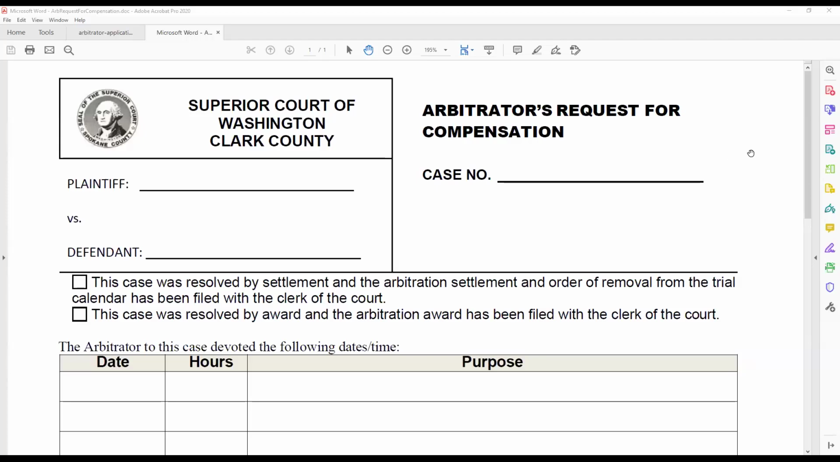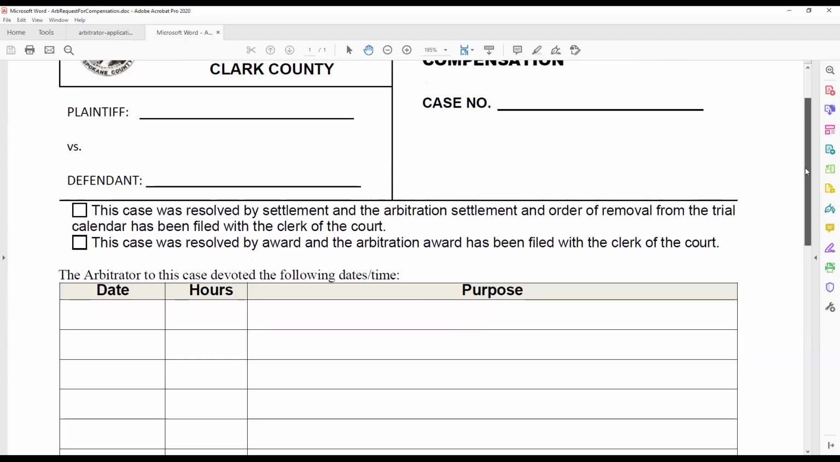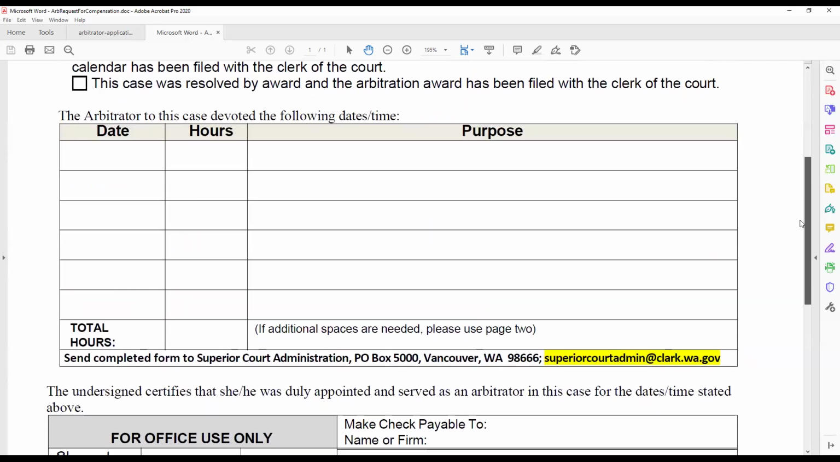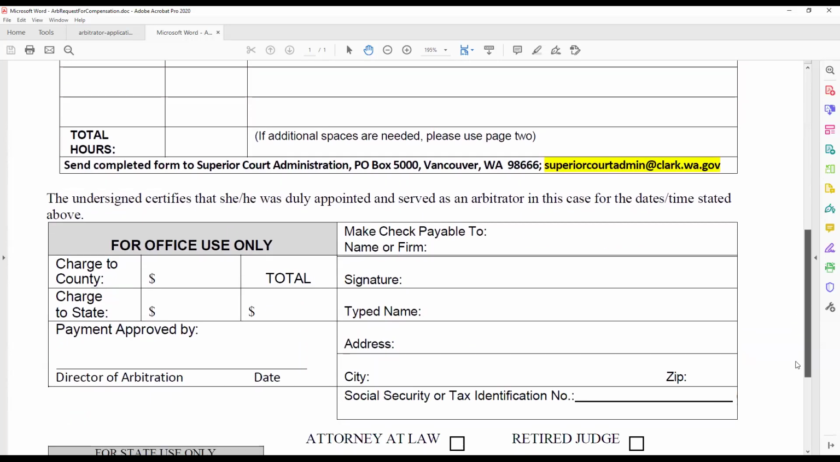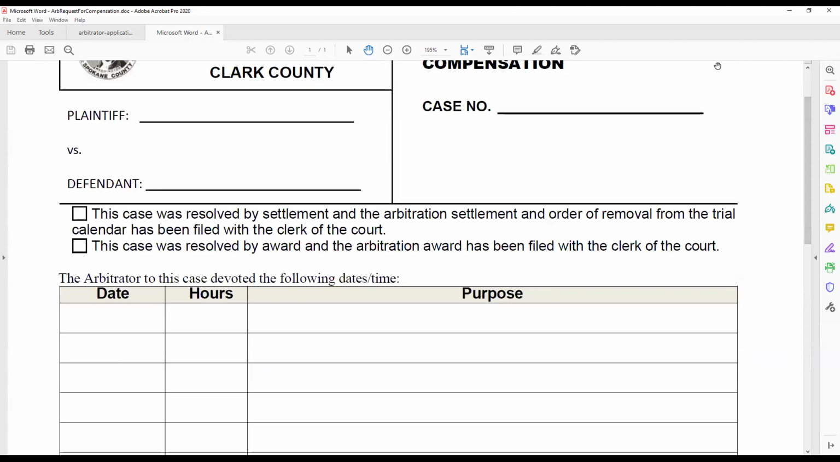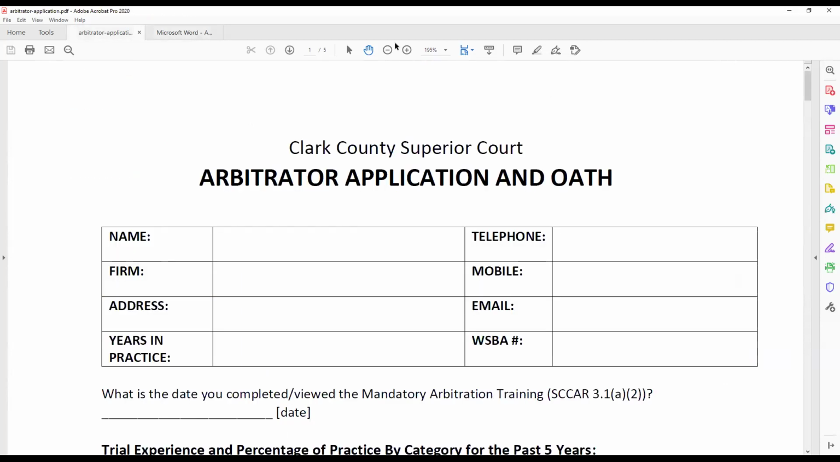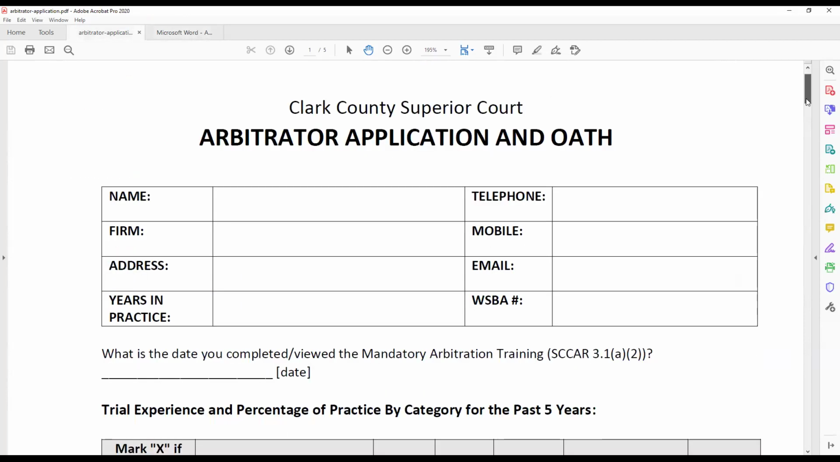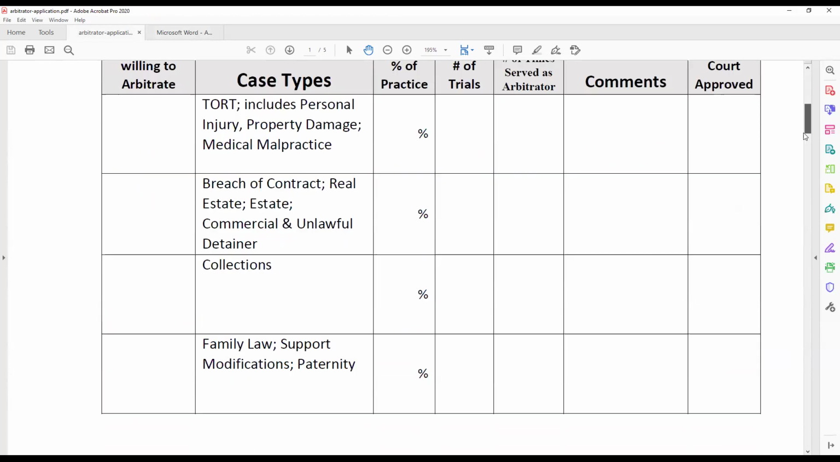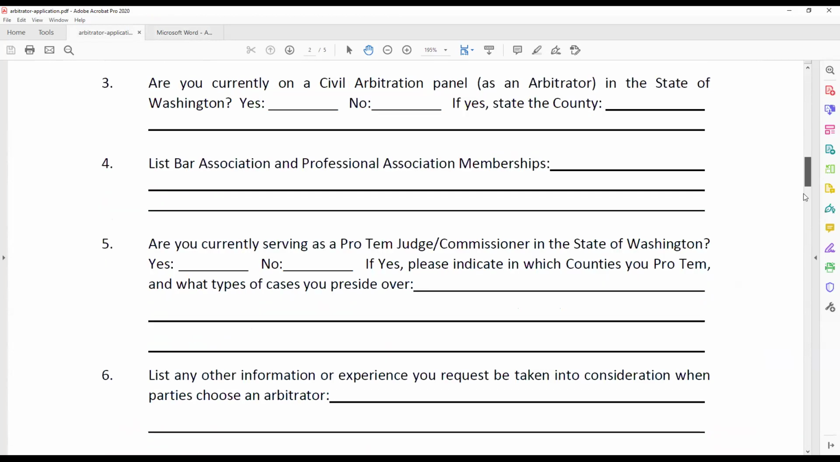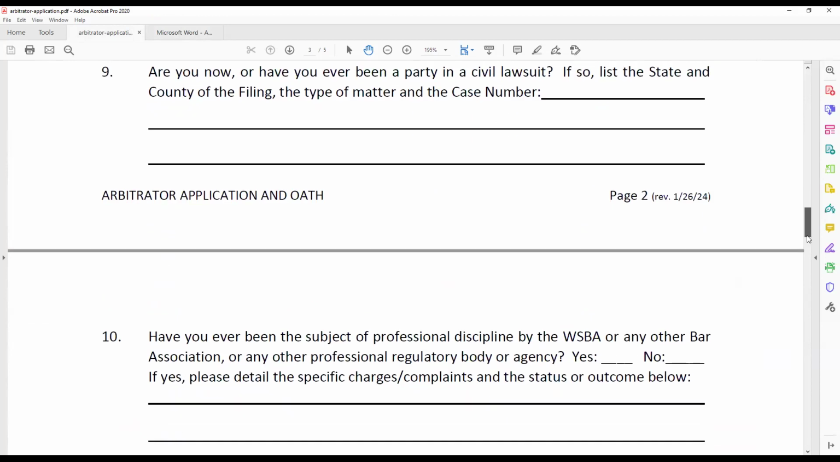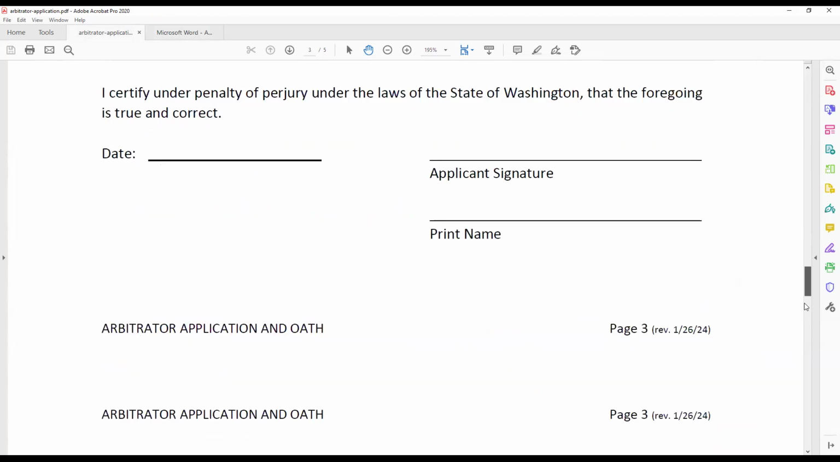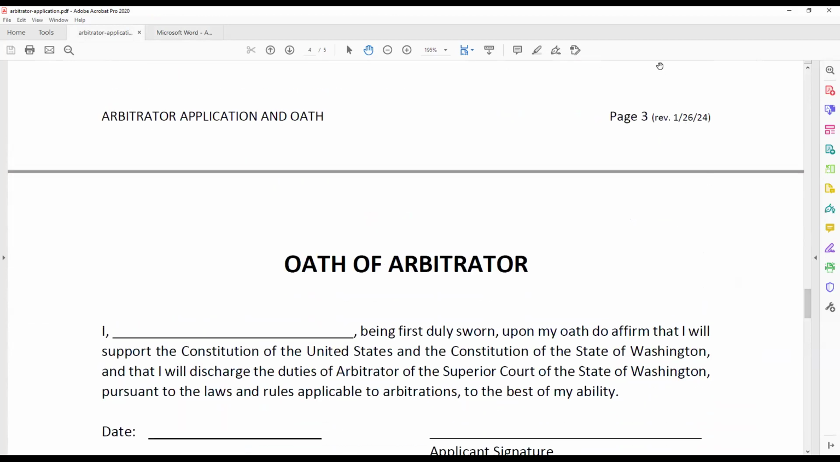This is the arbitrator compensation form. So it's similar to your billing practices that you already probably do. And then here's the application. I put the link in the chat. So there's several pages about some background information to help the judges when they review your application.